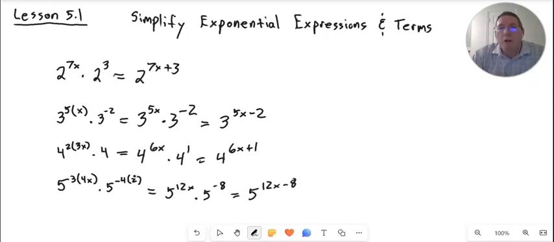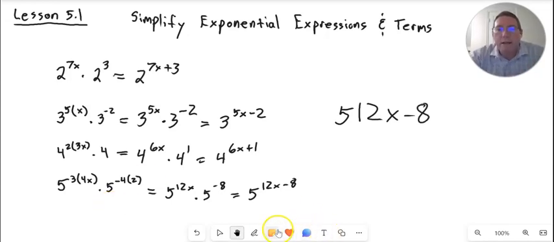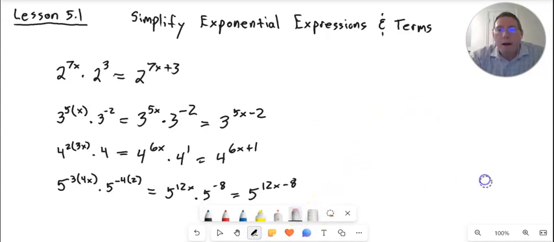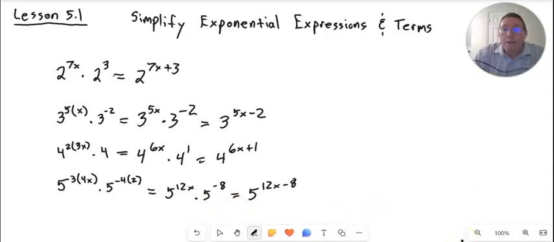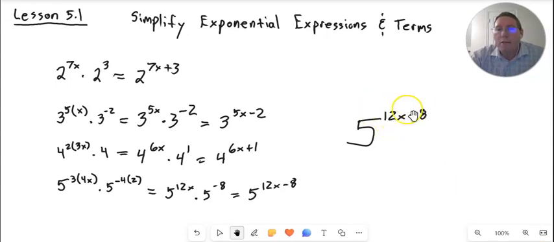Now listen to me, folks. Don't be writing 5 and then 12x minus 8. This looks like 512x minus 8. That's wrong. That's incorrect. It's very important that you develop the habit of making your bases large. It needs to be 5 and then tiny 12x minus 8. You have to get in the habit of writing things smaller and above to the right of the number. You can't just write it any way you want.